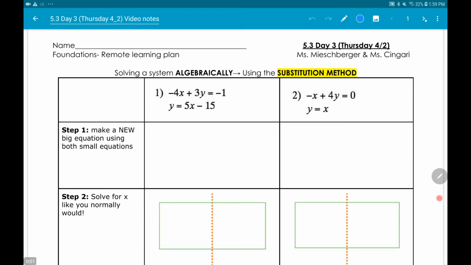Hi kiddos, this is the last video of the week. We are still solving systems algebraically using the substitution method. All right, so let's get started.